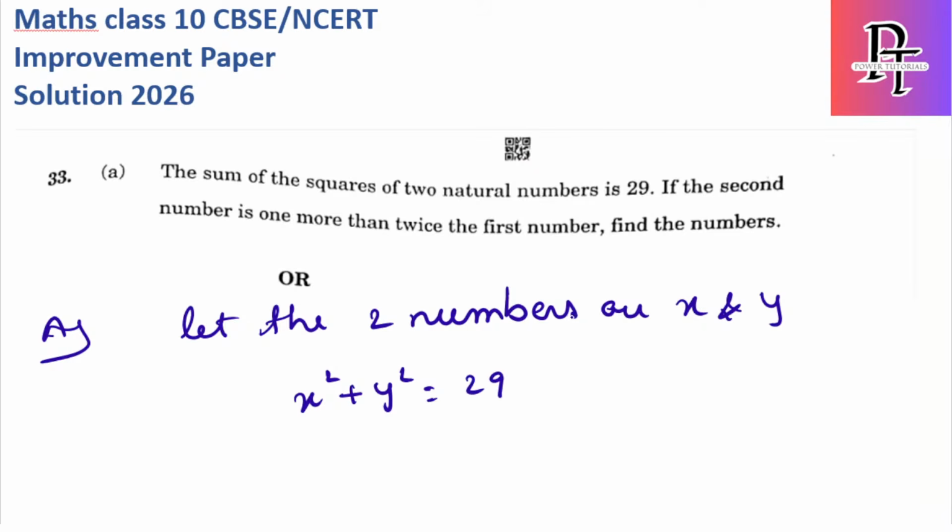Okay, and what is the second condition? The second number is 1 more than twice the first number. So y is equal to 1 plus 2x. Substitute y is equal to 1 plus 2x here.